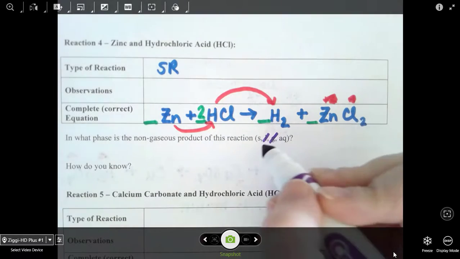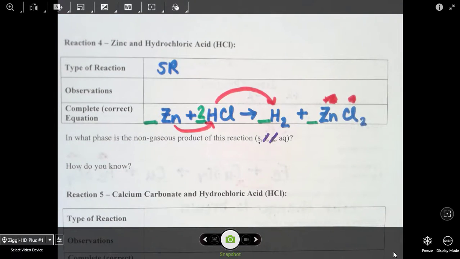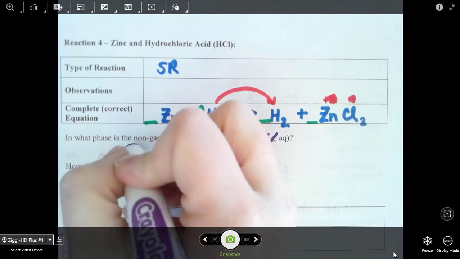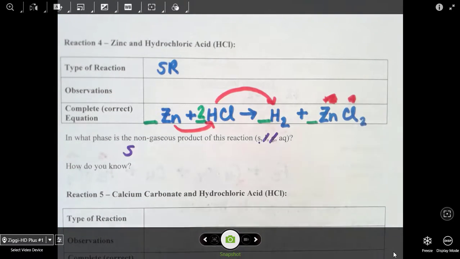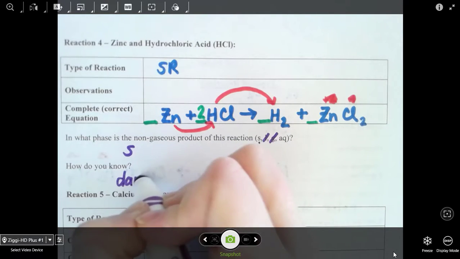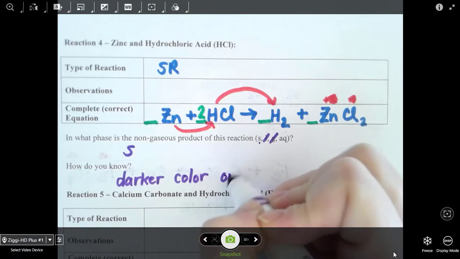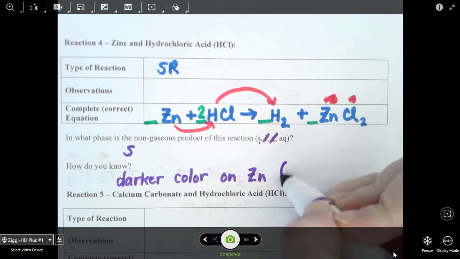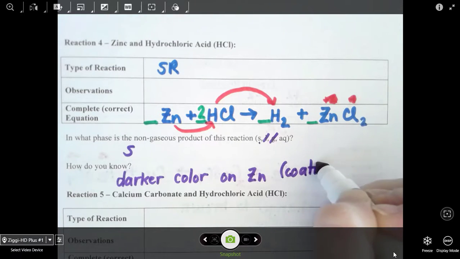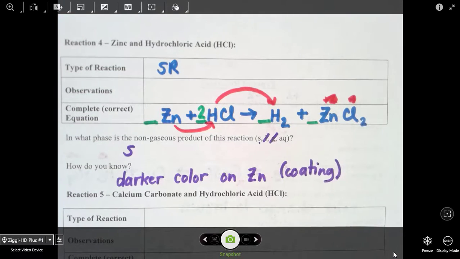So this zinc chloride was a solid. And how do you know? Because there was a darker color on the zinc. And so what that tells you is that there's probably some kind of coating that's forming there. Kind of like with the copper and the steel wool. And so that's how we know that that was a solid.